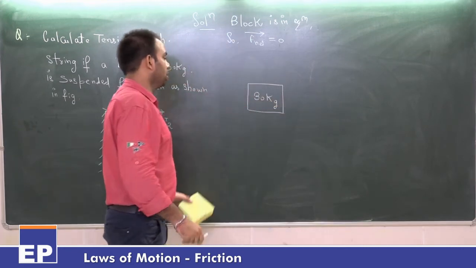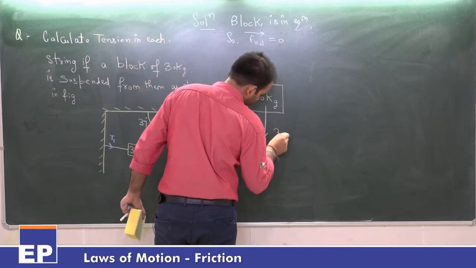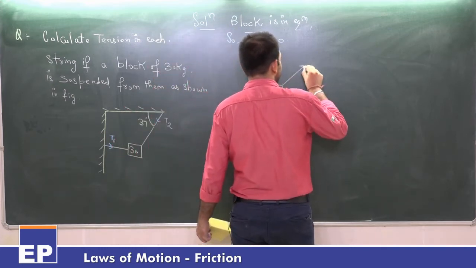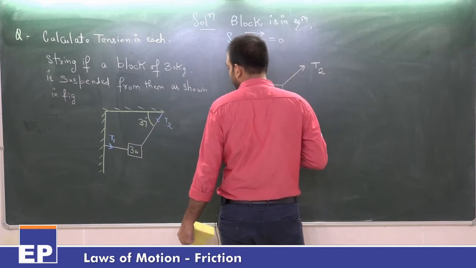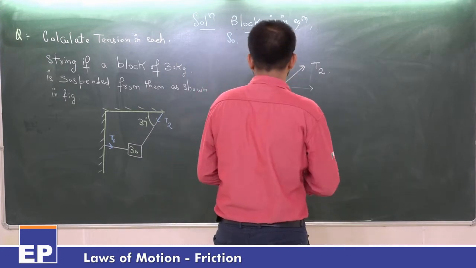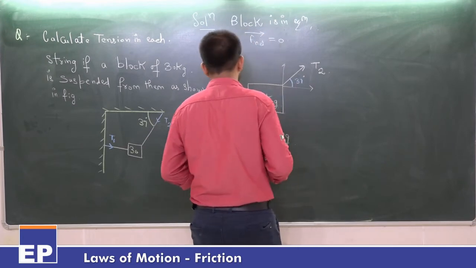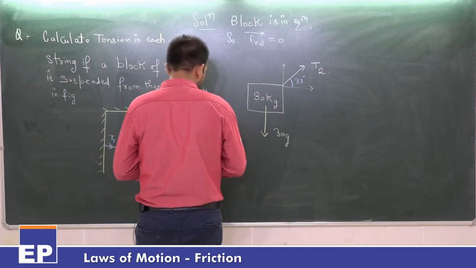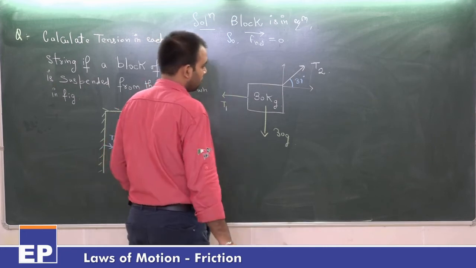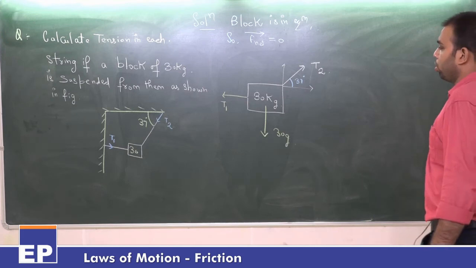देखो इसके ऊपर क्या लगेगा. Tension is always a pull force. 30G is acting in downward direction. This is hinged to it. So T2 will act in this direction. If this angle is 37, it has two components. Then this angle is also 37, and this is T1. So here also the T1 is acting, right? So these are the forces that are acting in horizontal and vertical direction, and these are the components of this.